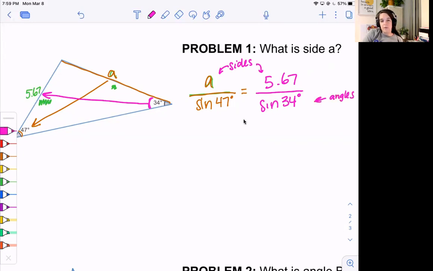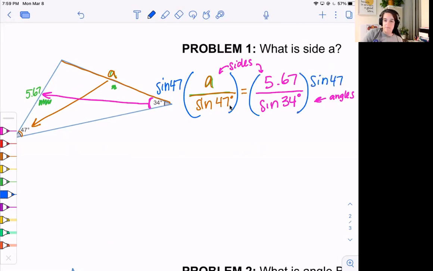All right, so if I want to solve this right here, I have to get A by itself. Right now, I see A divided by sine 47. The opposite of dividing by sine 47 is multiplying. So I'm going to multiply by sine 47. What I do on one side, I also have to do on the other, like this.